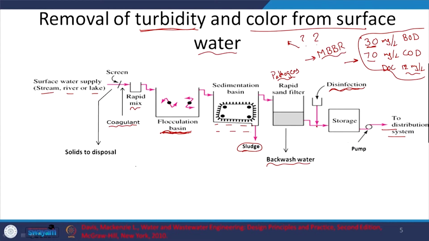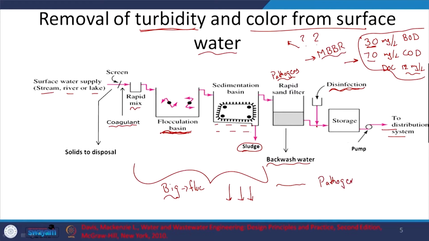So this is the case. What is it we are doing here? In all this process, we are forming bigger particles, flocks, right, and then we are removing them from the water by letting them settle down. Here we are doing filtration, right, rapid sand filter, again for suspended particles, and then we are killing the pathogens. So in effect, here we are removing the turbidity, and here we are dealing with the pathogens, right. So that's what we have.